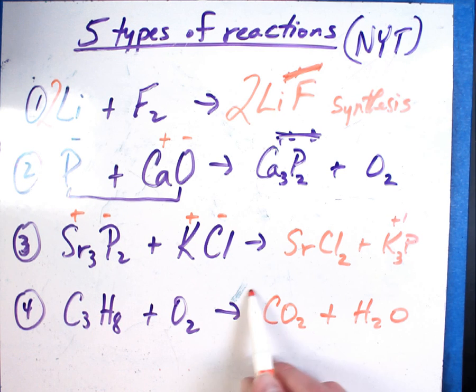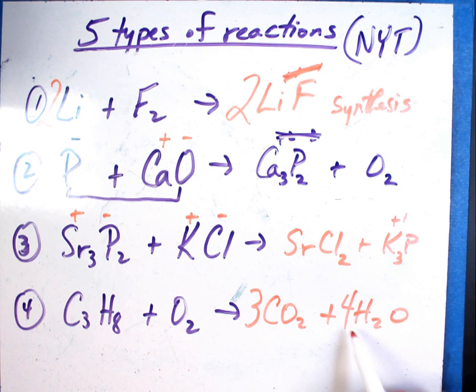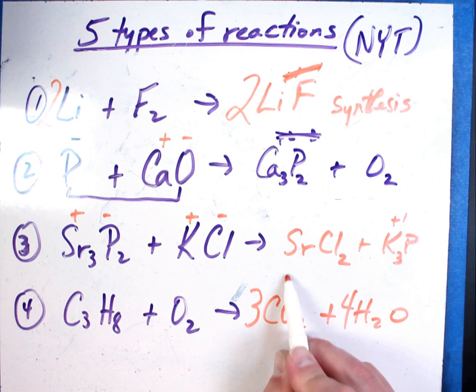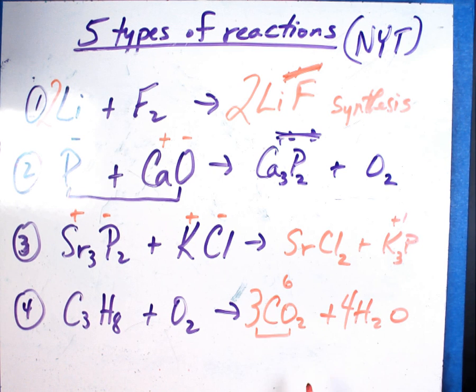3 carbons, so I need a 3 there. 4 hydrogens, 4 times 2 is 8. Here's where this one's hard. I can't change these numbers or mess everything up. But when I put that 3 there, that made 6 oxygens right there, distributive property, and 4 more. Well, that's a plus sign. 6 plus 4 is 10. If I put a 5 there, 5 times 2 is 10. That's how you do the types of reactions.